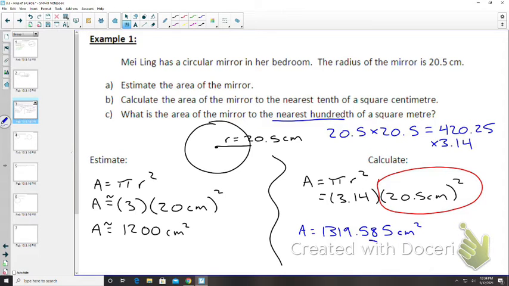We want to round this to the nearest hundredth. So this is my hundredth place. Look to the right: 5 or more, raise the score. So we're going to round up. So the area is 1,319.59 centimeters squared. Okay, and there is our answer.